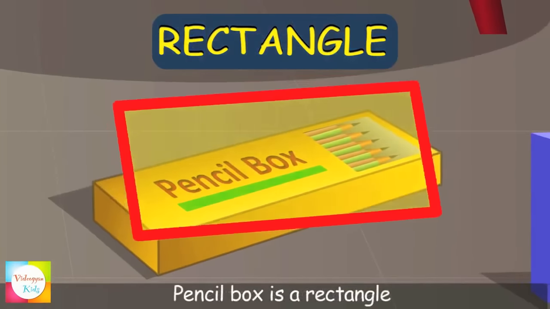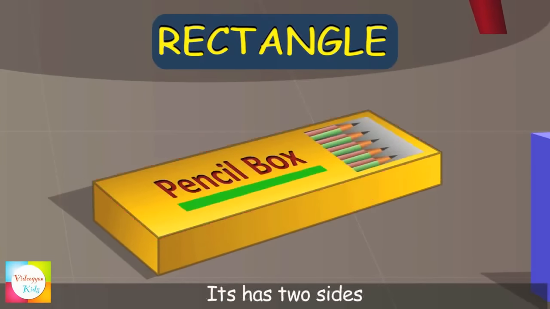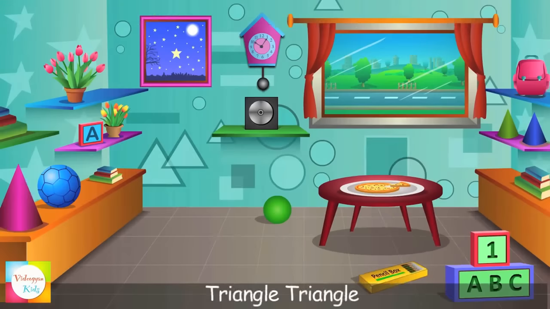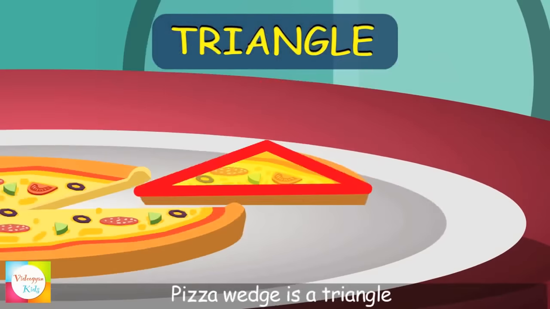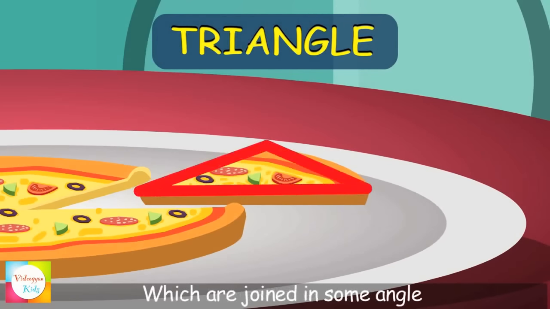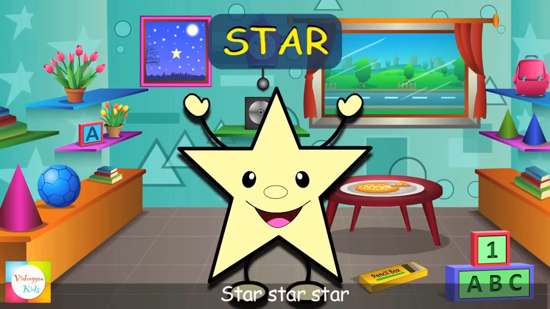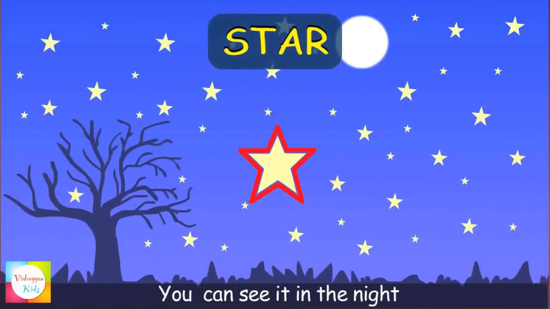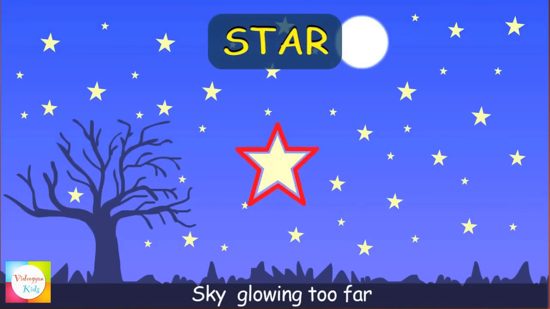Rectangle, rectangle, pencil box is a rectangle. It has two sides longer than the other two. Triangle, triangle, pizza slice is a triangle. It has three sides which are joined in some angle. Star, star, star, which looks like this. You can see it in the night sky glowing too far.